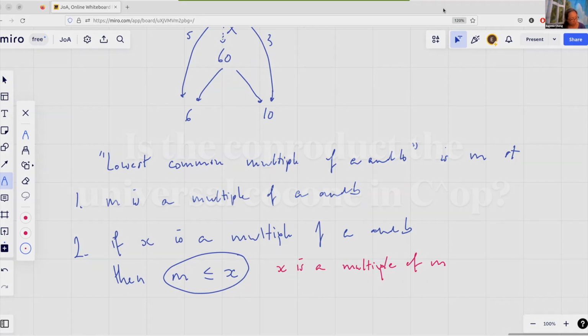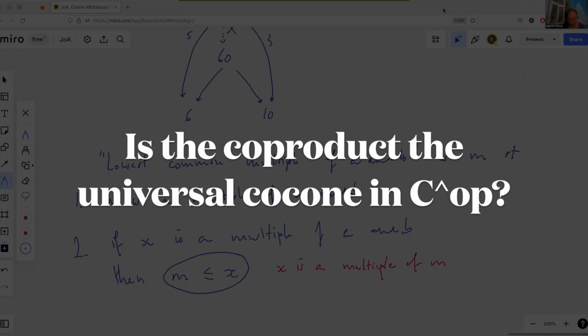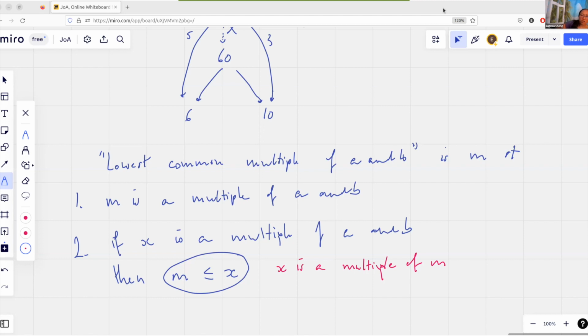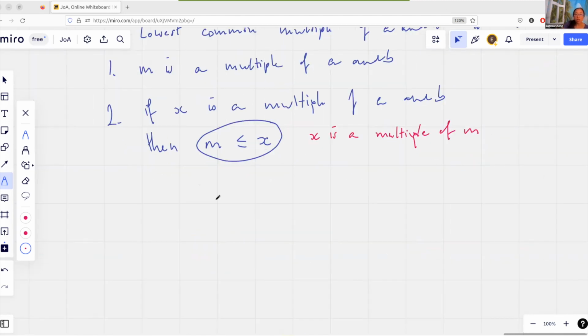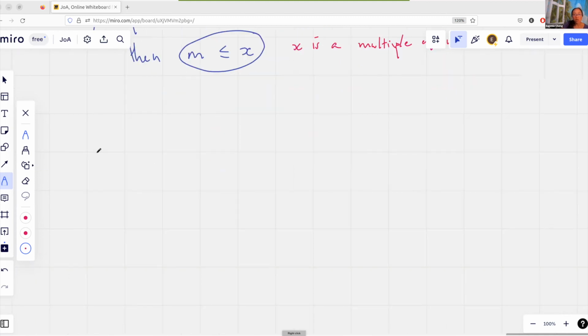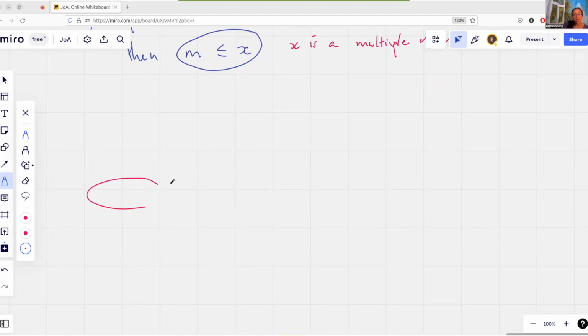So the next question is, is the coproduct the universal cocone only in C-op? I don't think so. I think it's the universal cocone in C or the universal cone in C-op. So a universal cone in C, ooh, I'm red. Let's do that again. A universal cone in C is something that looks like this with a universal property.